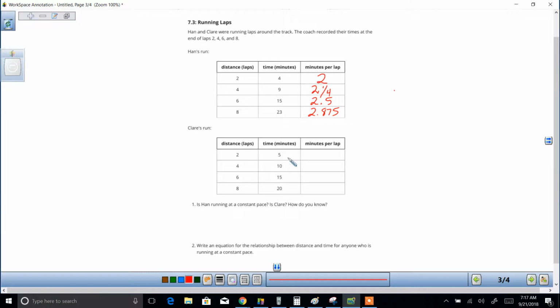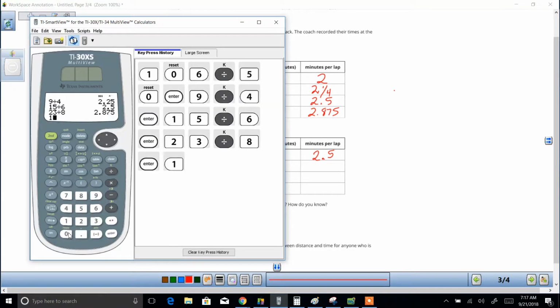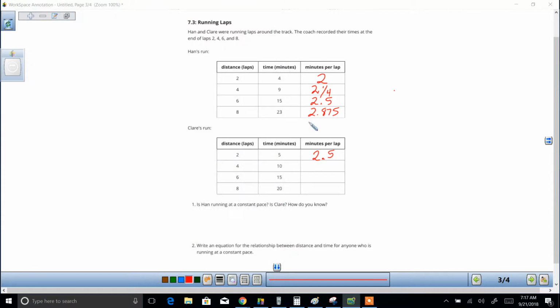But Claire, as she's running, has a time of 5 minutes for 2 laps, and 5 divided by 2, if we cut 5 in half, that's 2.5. Then 10 divided by 4, if we take 10 and divide it by 4, that is the same as the first ratio, because 10 over 4 is the same as 5 over 2 when reduced. It's also 2.5. She's taking 2.5 minutes for each lap.